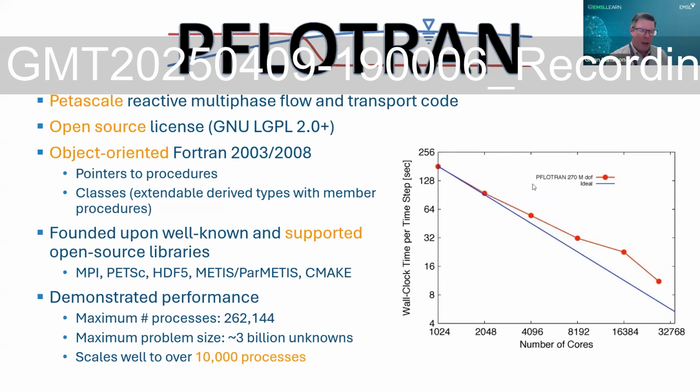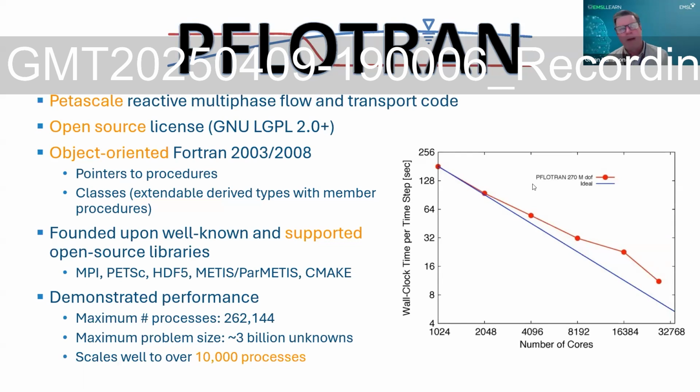It's written in modern Fortran, object-oriented Fortran, and what I mean by that is we use pointers to procedures in Fortran classes extensively throughout the code. It's founded on a large number of well-known and supported codes or libraries, PETSc being our most important library. And we've demonstrated performance on very large problems composed of up to 3 billion degrees of freedom or unknowns, and on around 262,000 processor cores.